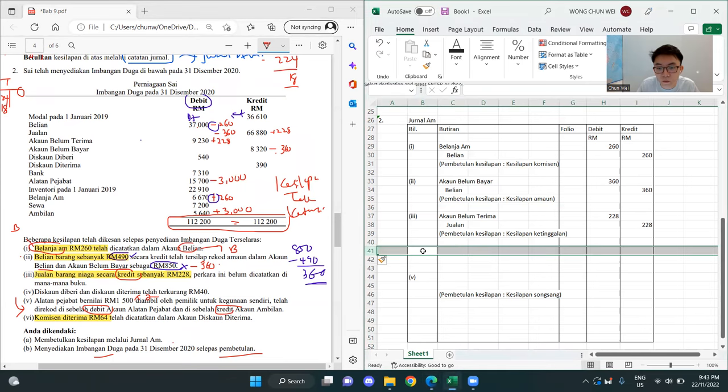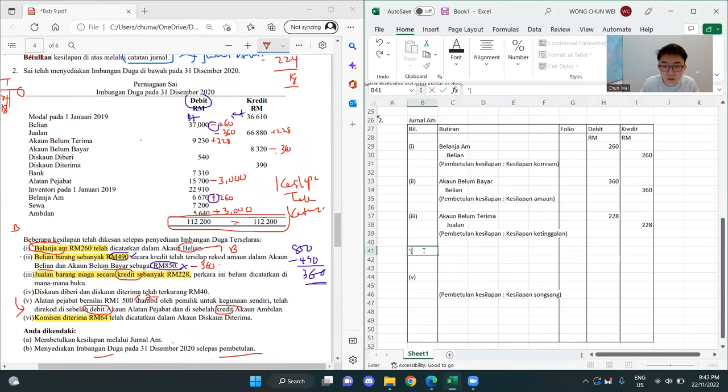So you have to debit ambilan. Sorry, here I debit ambilan and credit alatan pejabat. So 3,000. That's why I say, whenever you see a sum like this, you share it times 2 only. Alright? Okay, now we go back to 1, 2, 2.